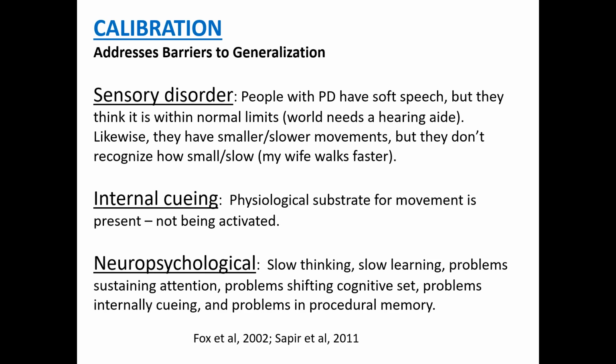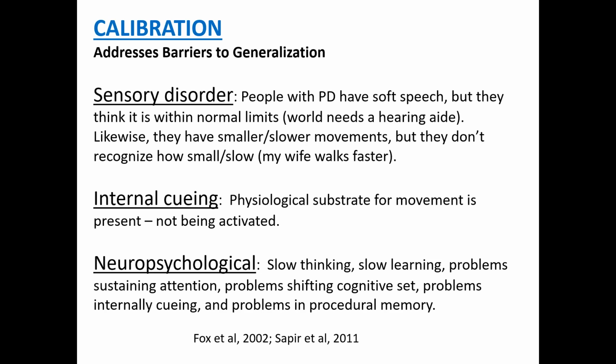There's also difficulties with internal cueing. So the physiological substrate for movement is present, but it's not being activated. So if a person with Parkinson's hears themselves on a videotape or video recorder, or audio recorder, if they hear their voice, they'll recognize that they're speaking too soft, but it's only in response to that external cue. The same thing with movement. If you put a mirror in front of them and show them, they would be able to recognize it, but they don't recognize it internally. So we work on that internal cueing through therapy as well, so that they know the amount of effort it takes to have that louder voice and move with those bigger steps and bigger movement in general.